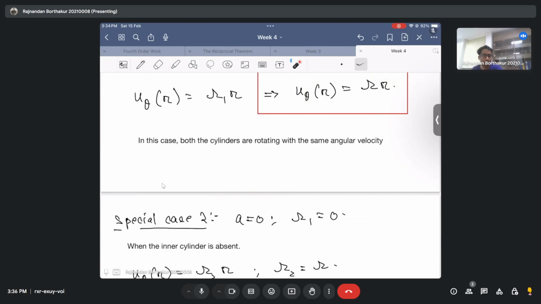But at least the terminology that I use, the rigid body motion, and the fact that this kind of flow is called a forced vortex flow, I hope this is clear to you.